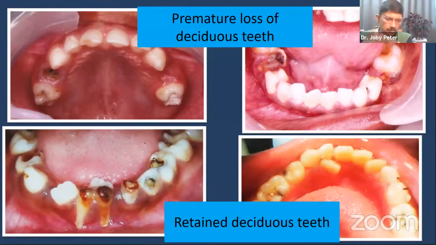And retained deciduous teeth are another problem that can cause crowding, because they have not moved out. The primary teeth have not shed off at the right time. So what will happen to the permanent teeth? They have to shift to another position, which is usually lingual or palatal, or, most commonly in the upper arch, labial. It has to come outside. That starts another problem there. So with retained deciduous teeth, timely shedding of deciduous teeth is very important.